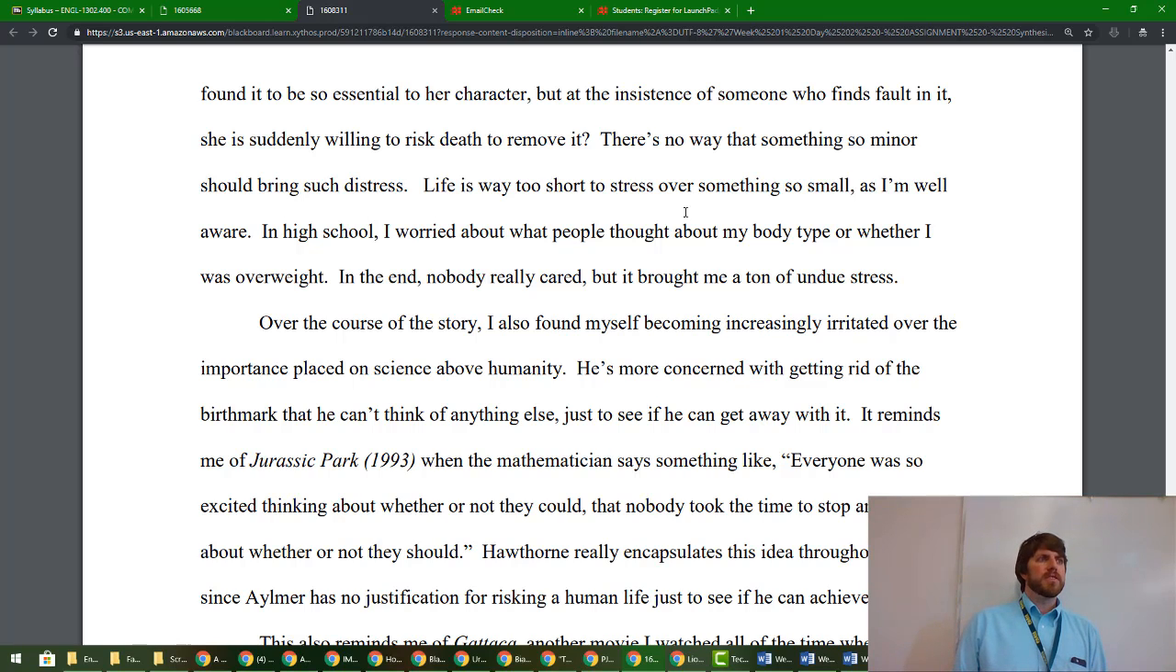He's saying, I feel this way because of the personal experience that I've had thinking about something that I was self-conscious about, just like the person in the story was kind of self-conscious about the birthmark once they were made to be. He's like, but I realized it didn't really matter, and I wish the character in the story would have as well. So now he's giving me a personal experience.